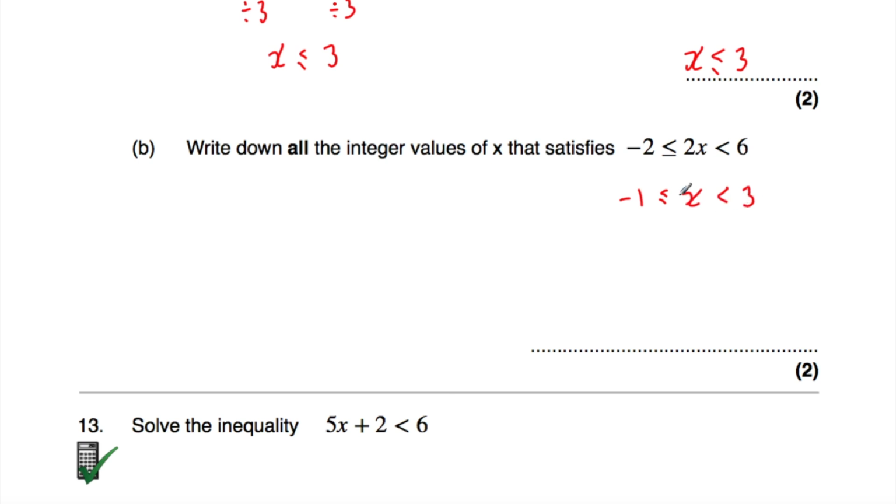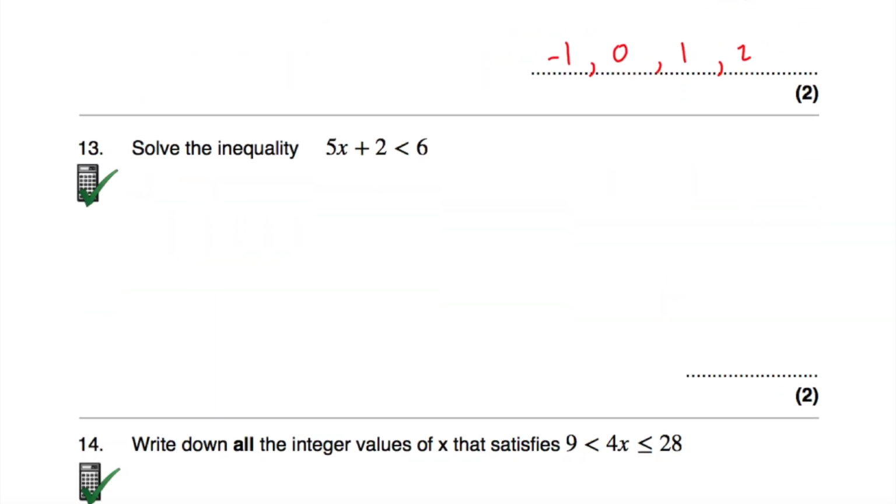So we've got the x is greater than or equal to -1, but less than 3. So it's greater than or equal to -1. So -1, 0, 1, 2, but it's less than 3, so that's it. So they're all the integer values of x that satisfy that inequality. Okay, let's look at our next question, question number 13.